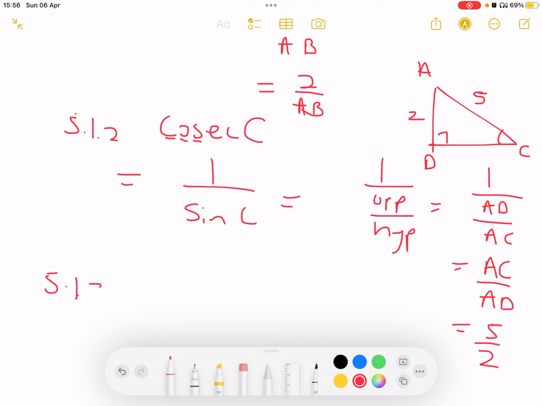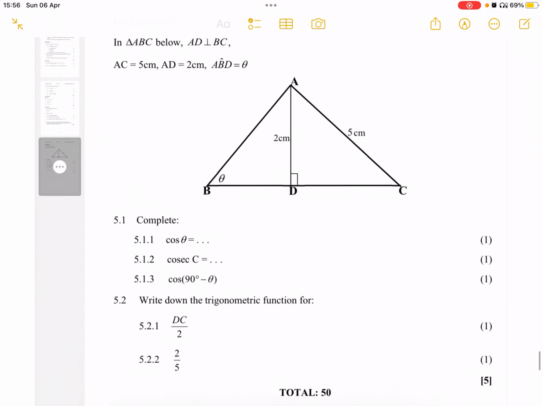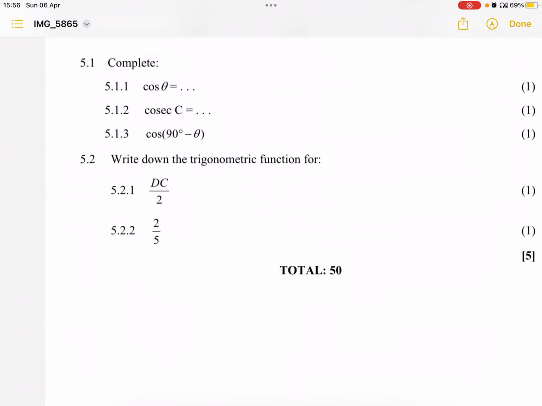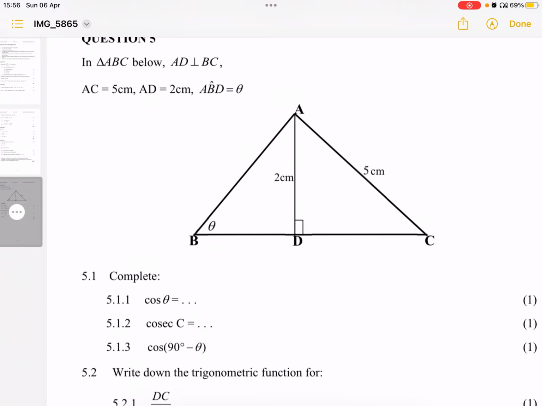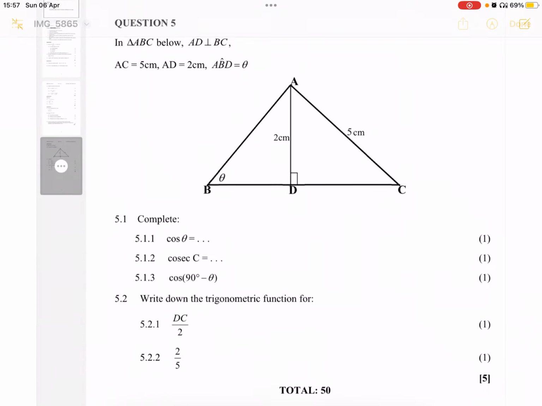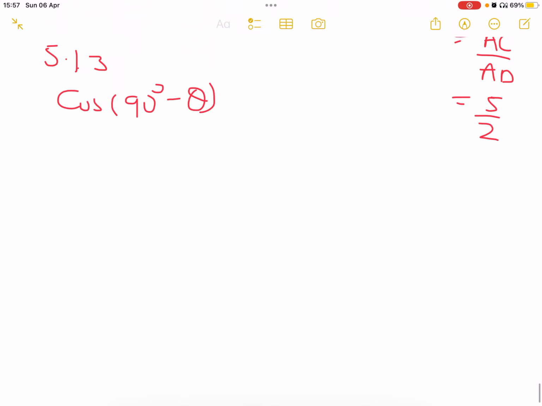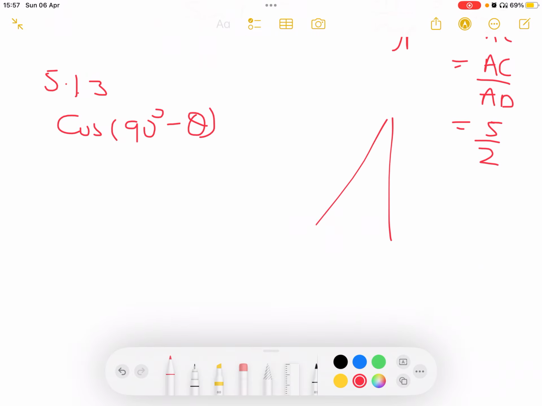Now 5.1.3 says cos of 90 minus theta. Where do you find cos of 90 minus theta? Let's look at the diagram again. Which means now we're focusing on the right angle triangle ABD. We're focusing on ABD. We have to redraw it to make things simpler for us. ABD. This is theta. Now, when they say 90 minus theta, this is the angle here. 90 minus theta.